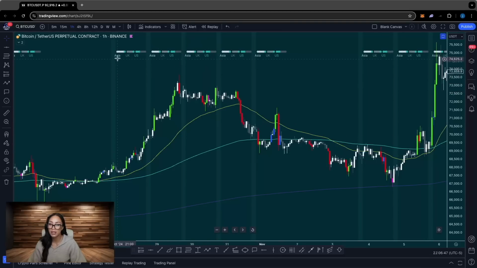Just a quick reminder, where you see Asia, UK and US, this represents a session. All three of those combined with a shaded background is a trading day. So Monday, Tuesday, Wednesday, Thursday, Friday, then the weekend.